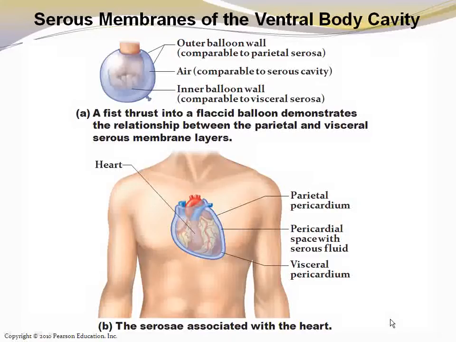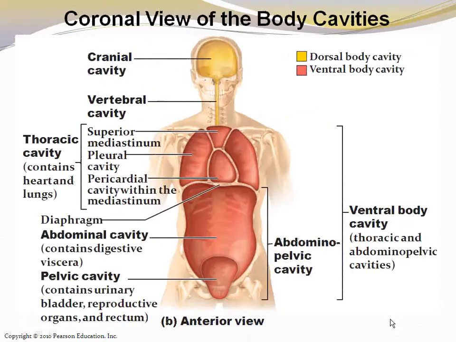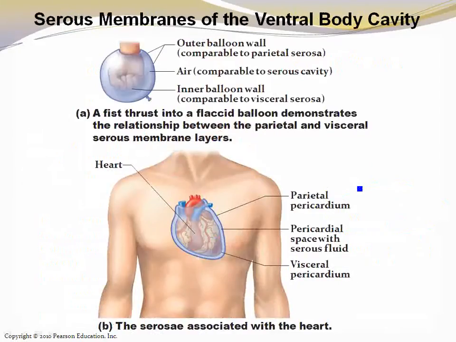Okay, so jump back over here for a minute. We talked about the divisions of your dorsal major body cavity. Then we've talked about all the different divisions of the ventral body cavity. The ventral body cavity is lined with, and also the internal organs that are located within that cavity are lined or covered with special membranes that are called serous membranes, and that's what we're going to talk about on the next slide.